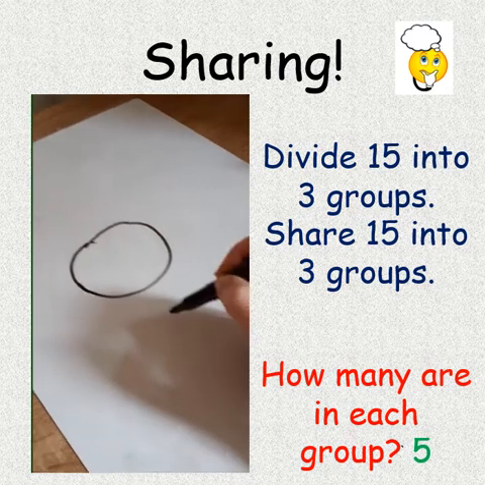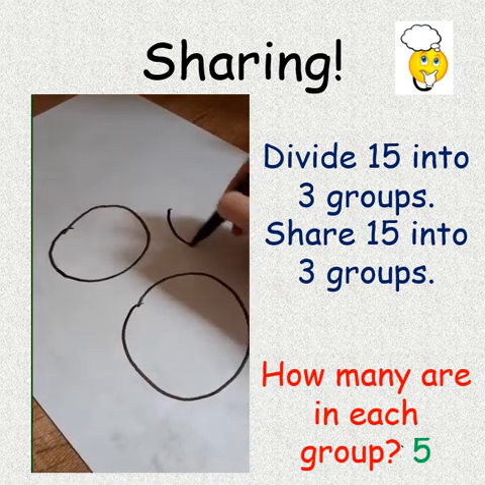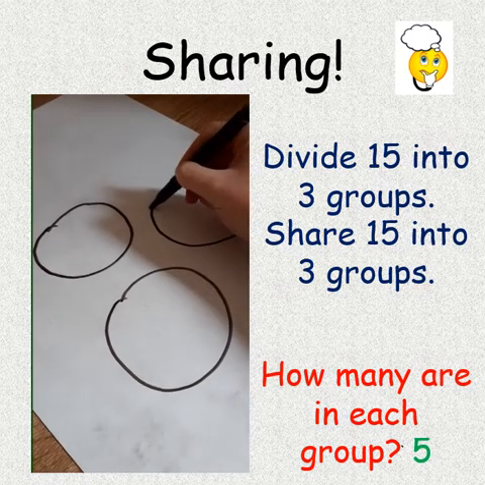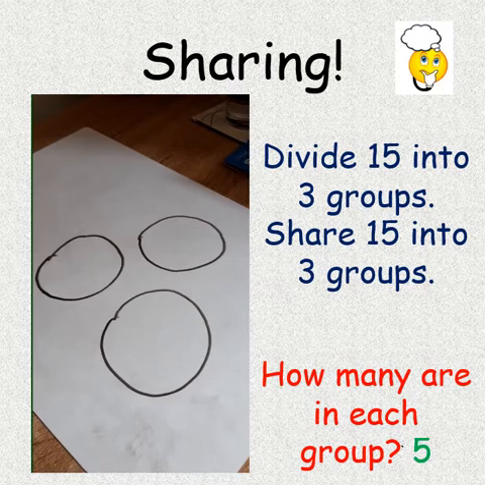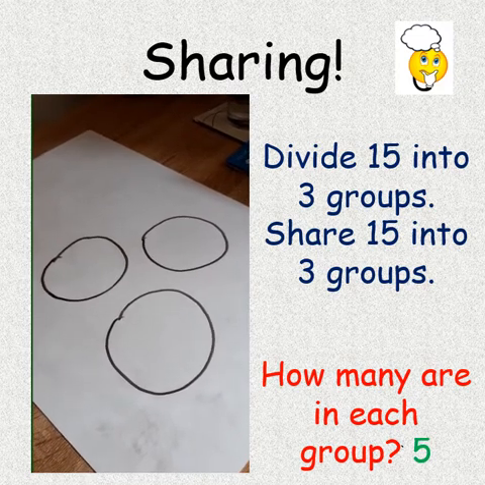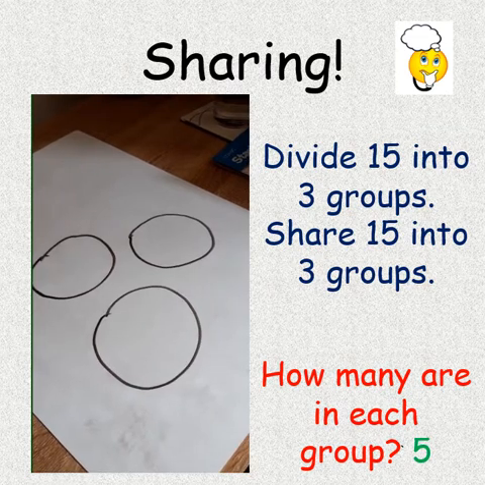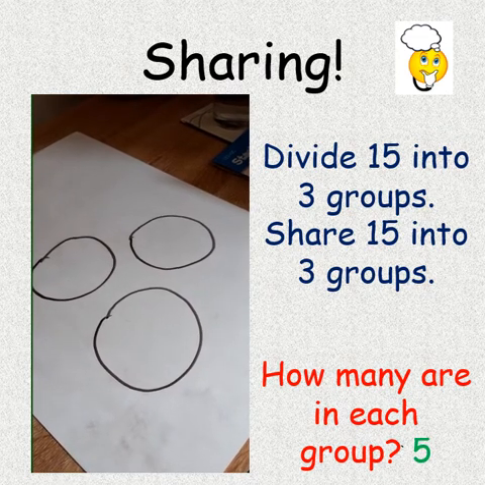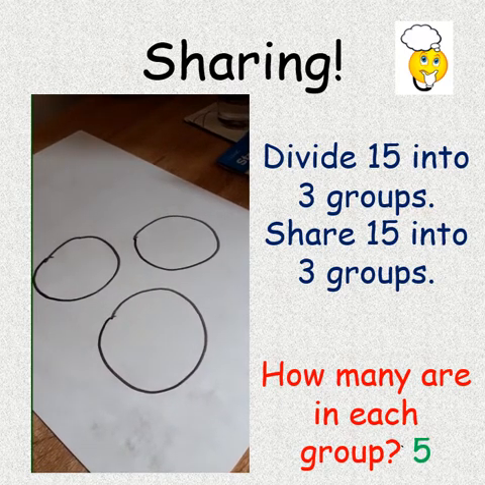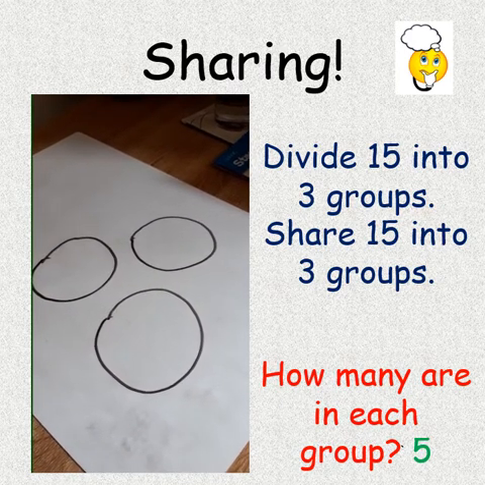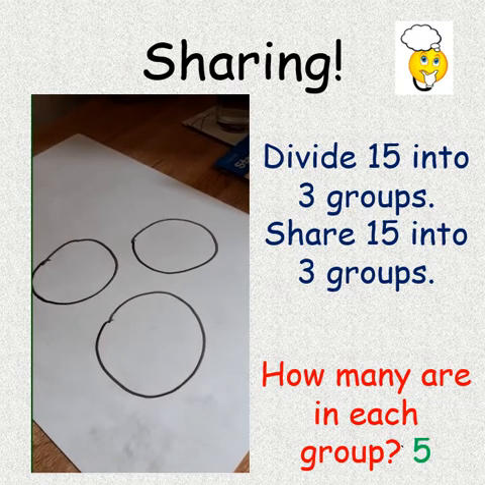1, 2, 3, okay? So I've drawn my 3 groups on my whiteboard. And I need to divide 15 into 3 groups. So I'm going to need to draw 15 counters, and I know they need to be equal. So just like when we were using the counters to share, we have to make sure we go in the right order. So I'm going to share my 15 counters, okay?